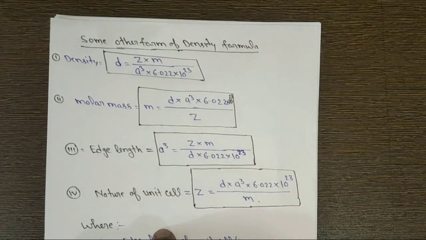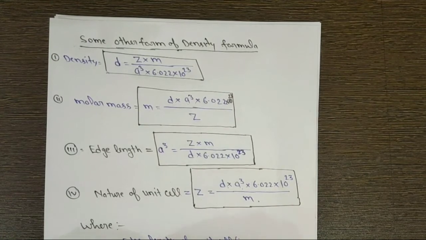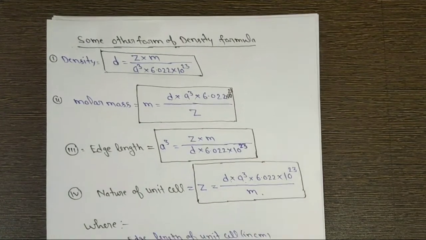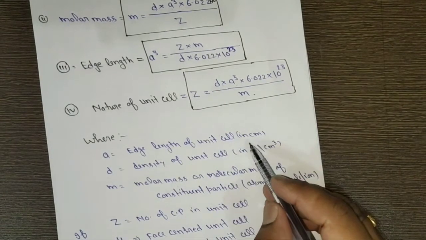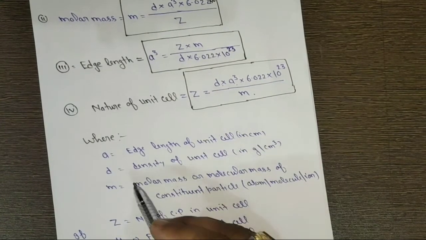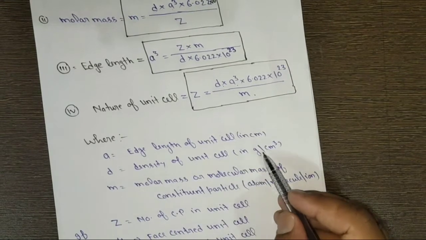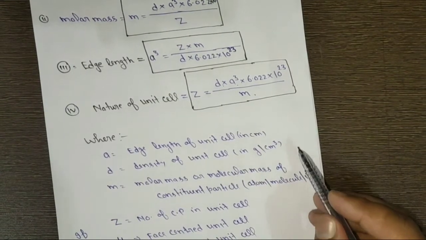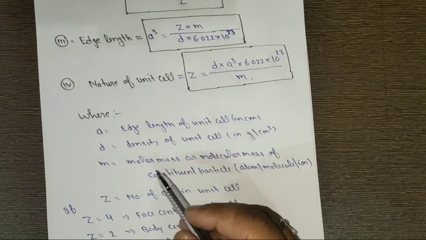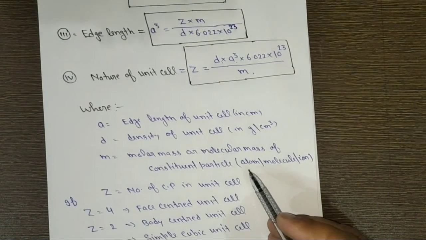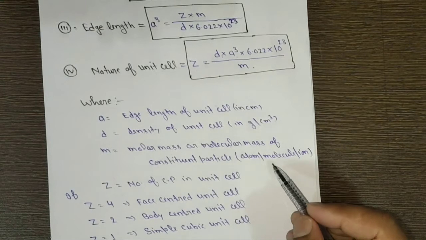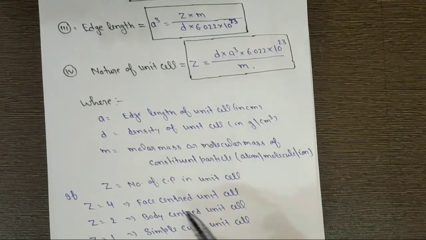If Z equals 1, the unit cell is the simple cubic unit cell, where A is the edge length of the unit cell in centimeter, D is the density of the unit cell in gram per centimeter cube or kilogram per meter cube, M is the molar mass or molecular mass of the constituent particle, which may be atoms or molecules or ions.